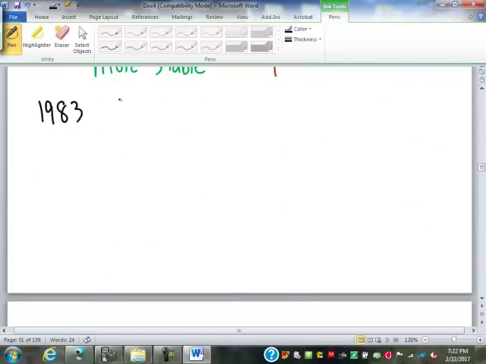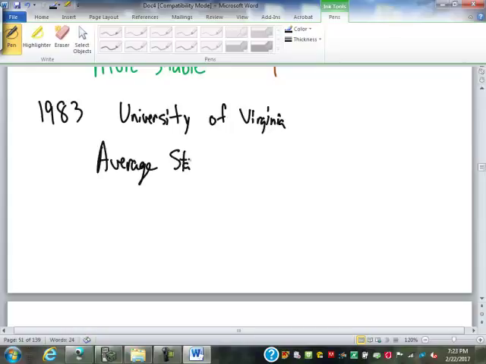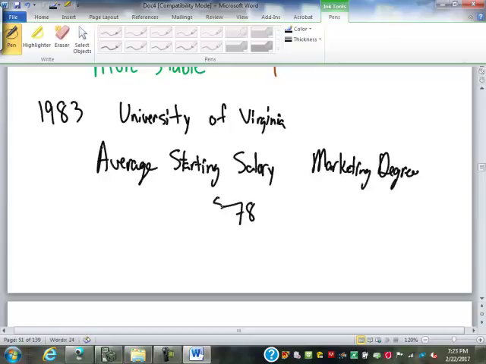In 1983, University of Virginia advertised that the average starting salary for somebody with a 4-year marketing degree from their school that year was just over $78,000 a year.